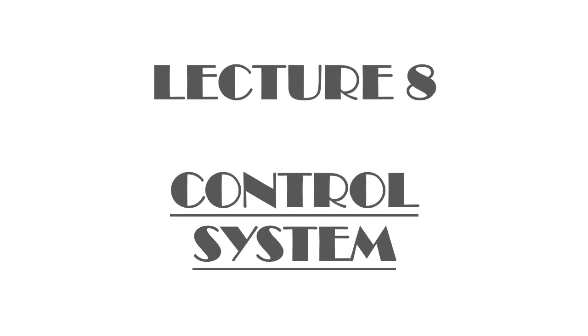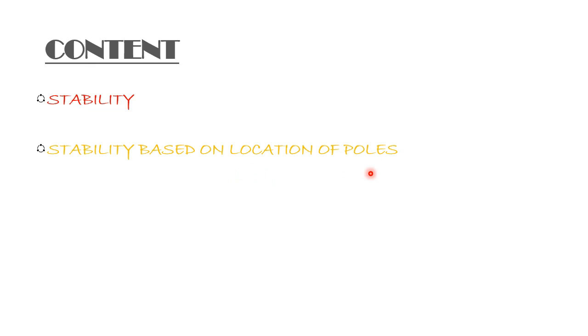Hi everyone, this is the 8th lecture of this control system series, and let's see what we are going to discuss in this lecture. First, we are going to discuss stability. Second, stability based on the location of poles. And last, we are going to discuss very few points about Routh Hurwitz stability criteria, and we will understand one special case, and the rest of the special cases will be done in the next video. Okay, so without any delay, let's start.